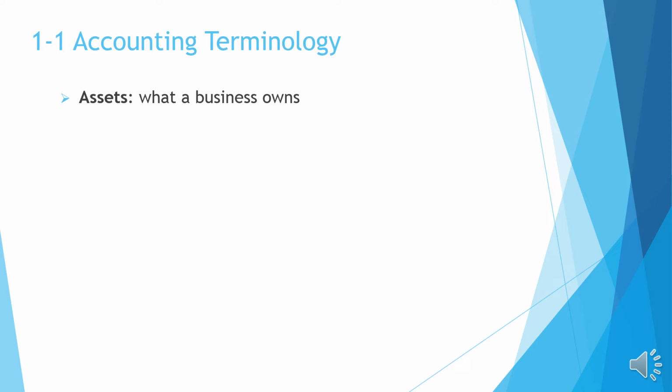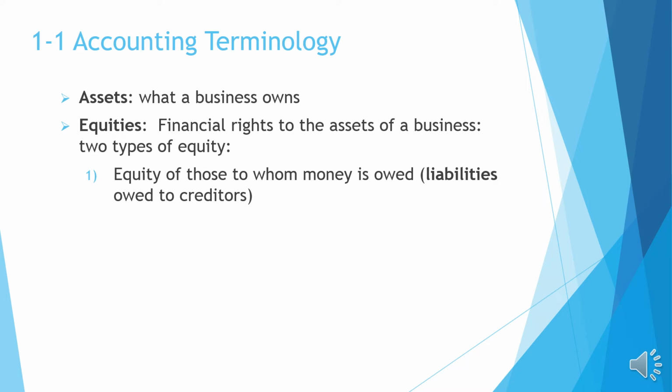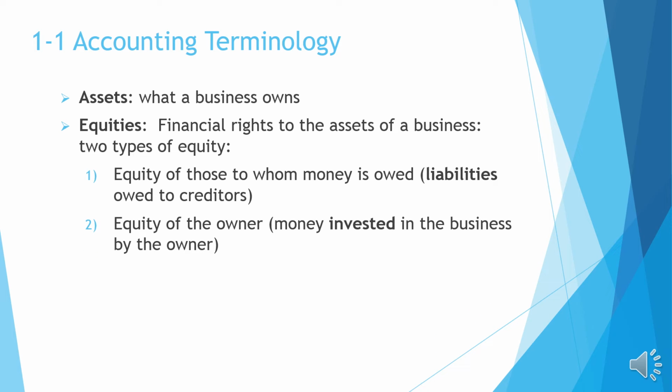Assets. Assets are what a business owns, such as a building, a computer, machines, paper supplies. These are types of assets. Equities. There are actually two ways that an owner has financial rights to the equity in the business. The first way is through the equity to those whom money is owed. This would be liabilities. This is the debt or the money owed to creditors. The second way is the actual amount invested in the business by the owner.